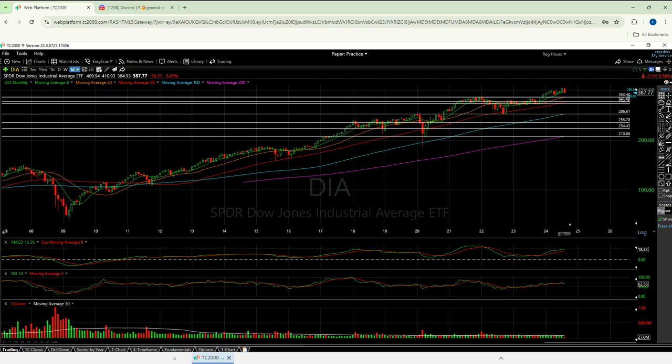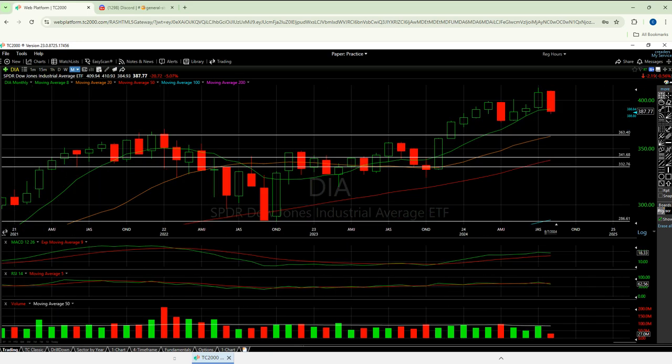On the monthly, 363 is pretty much where the 20 moving average is right now. All right, cool. And then look at that, the 341. So those are the lines for the DIA. I think, roughly speaking, 350 for the DIA.